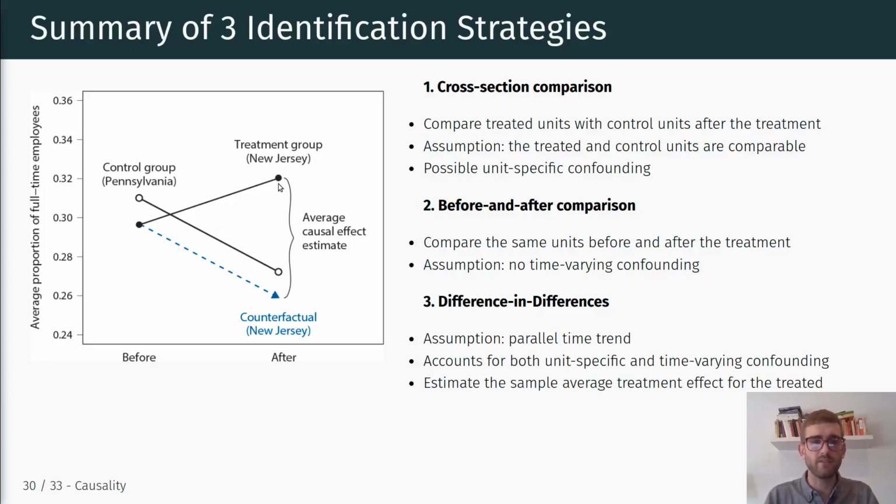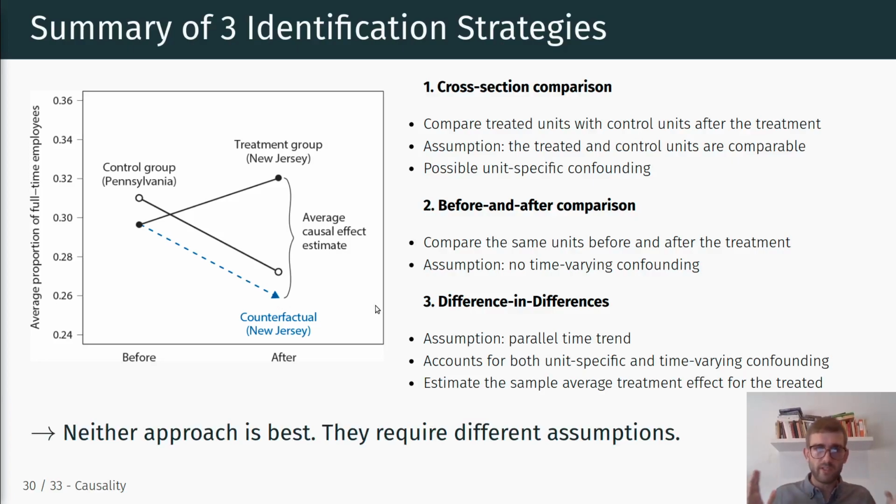And then we have the difference in difference estimator, which assumes parallel trends. So it assumes that the counterfactual New Jersey, if they hadn't increased the minimum wage, would have been on a similar trajectory as Pennsylvania. And that accounts for both unit-specific and time-varying confounding. And it estimates the sample average treatment effect for the treated. So only for New Jersey, it estimates the average treatment effect.